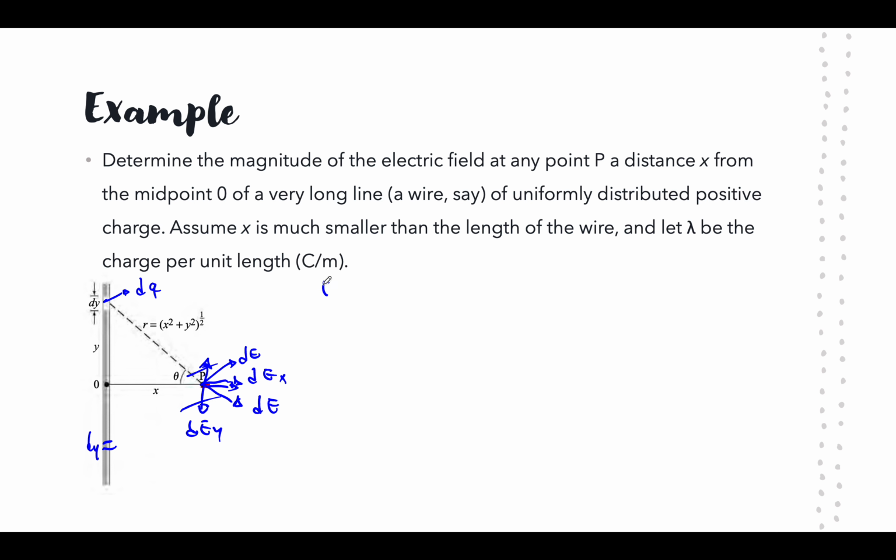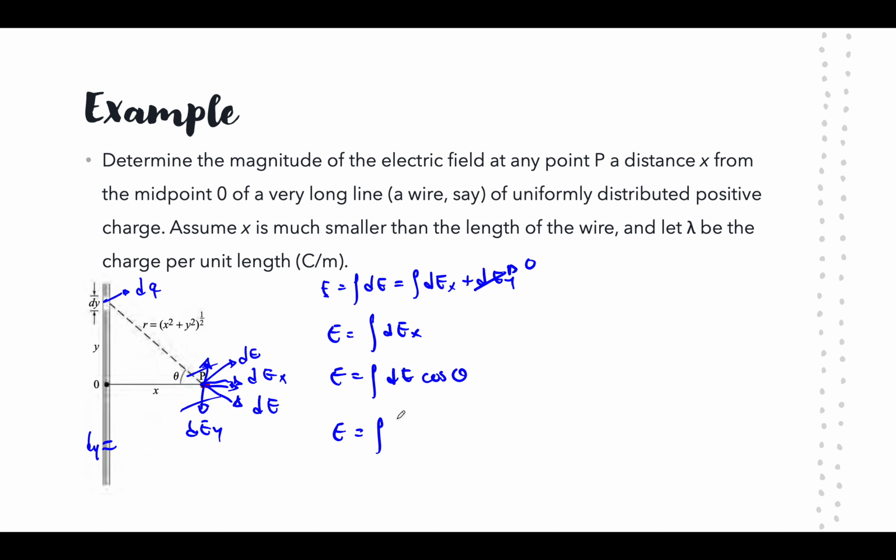Okay, same thing. I know that my electric field is going to be equal to the integral of the electric field differential, which is going to be equal to the integral of dEx plus dEy. The y component cancels out, so that means that our electric field is going to be equal to the integral of dEx, which means the integral of dE cosine theta, which means that this is k dq over r squared cosine theta.